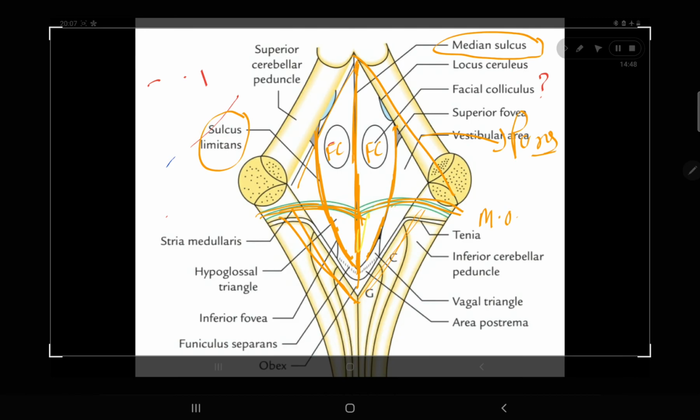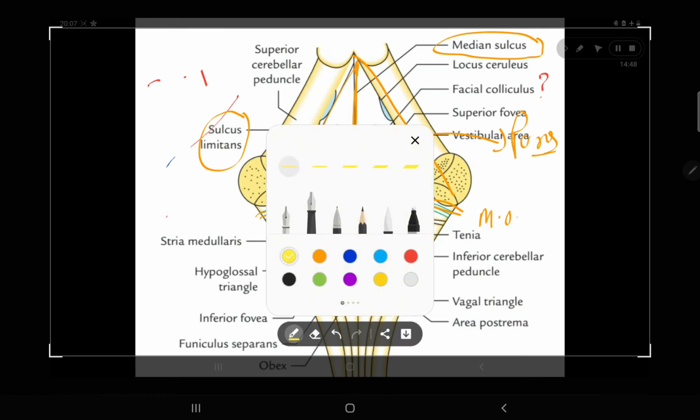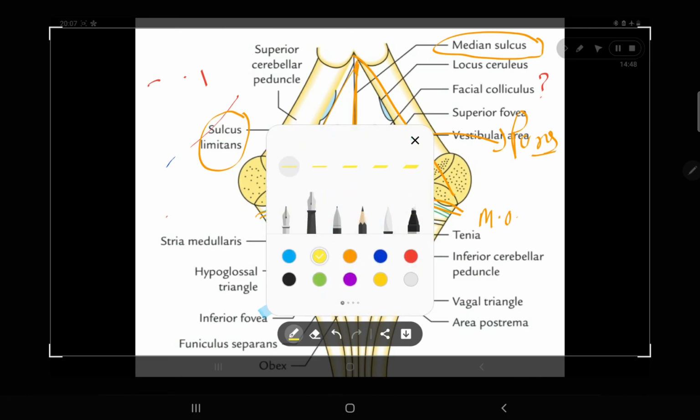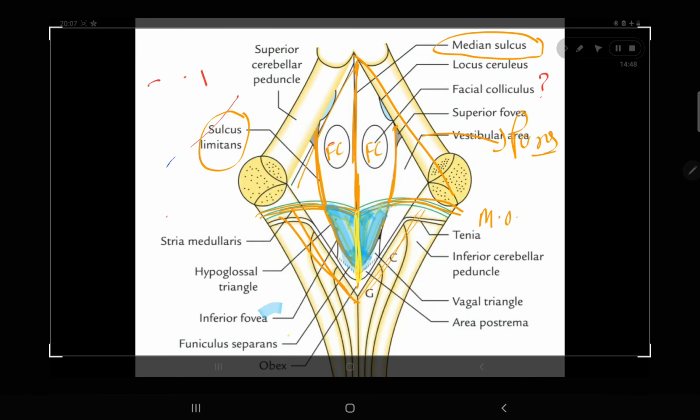One triangle is this yellow colored one, and this is another triangle, and these two triangles on both sides are called your hypoglossal triangle. Why? Because within this triangle the hypoglossal nerve nucleus is present, and it produces a little elevation.